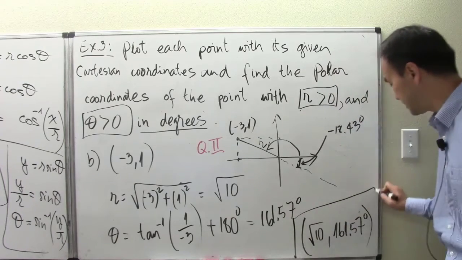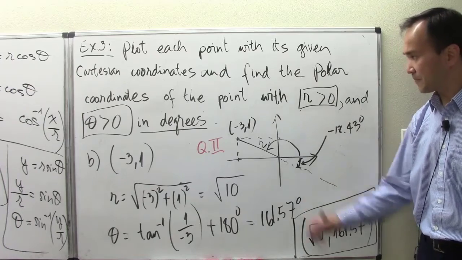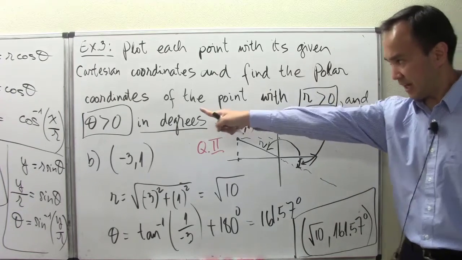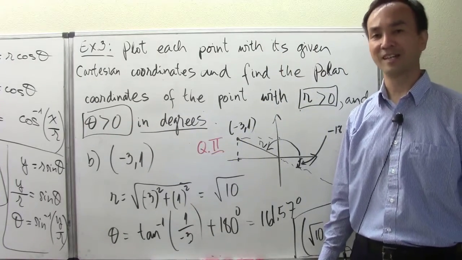That's the polar coordinates representation of the same point right there. Satisfying all these requirements, radius is positive, angle is also a positive angle, and it's in degrees. Okay, so that's how we're doing it.